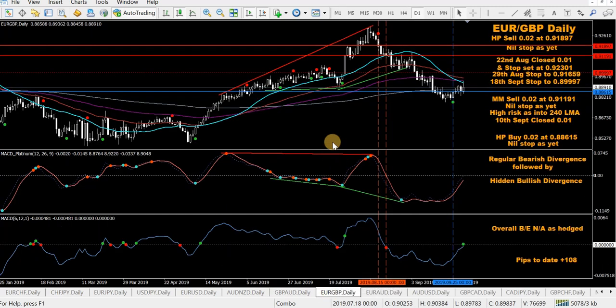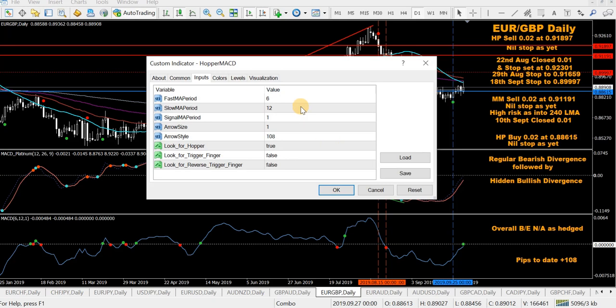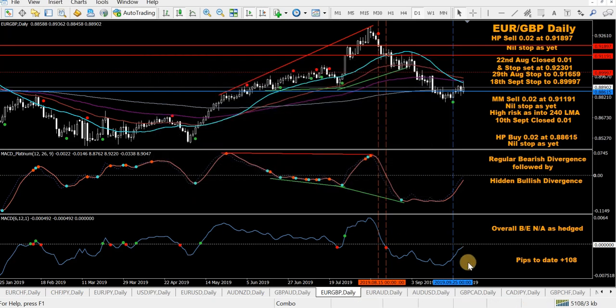All right, next one, Euro Pound, sell. Stop in place on the HP, closed half the mod MACD. Mod MACD is getting close to cracking through the zero level, but I don't think it's going to happen. No, still a bit short. And we're in a high probability, no, it wasn't high risk, but it was a buy trade here, and it's sort of meandered a bit and gone up a few pips. Quite happy to take those trades when I've got two sells on, so you can see my overall break even N/A as hedged, so that's all good. Until something breaks, we are as hedged.